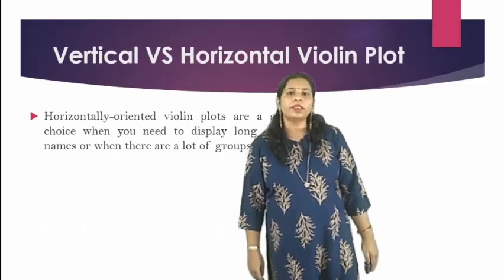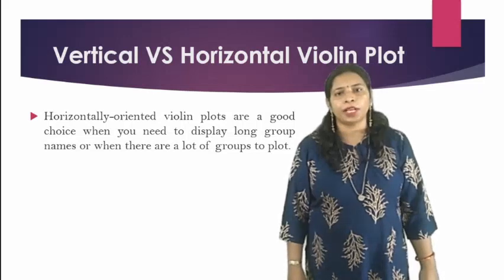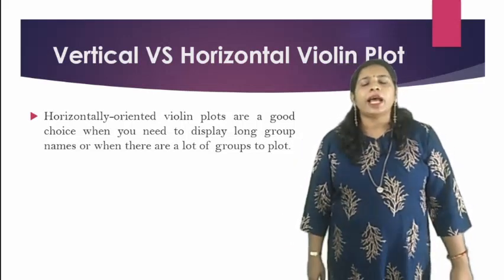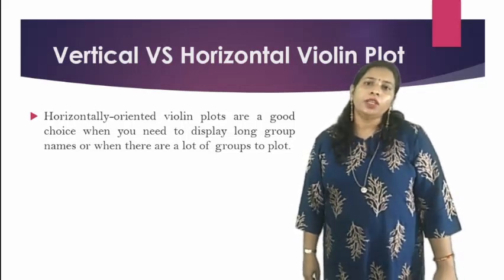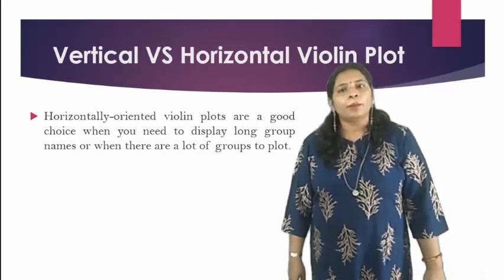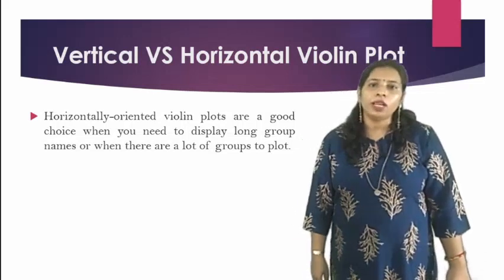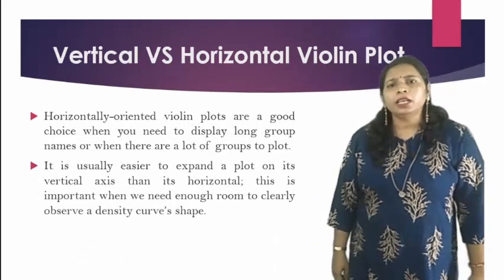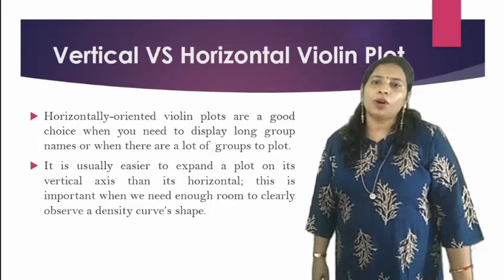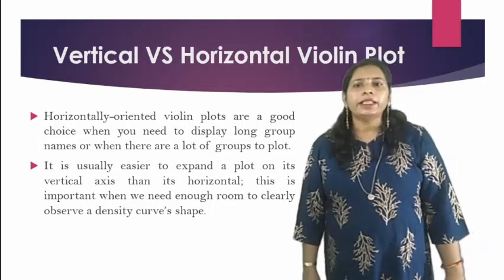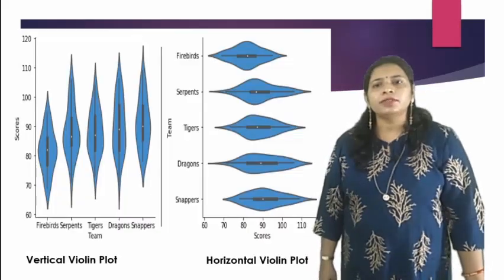Horizontally oriented violin plots are a good choice when you need to display long group names. So if you have long group names and possibly a lot of groups to present in a plot, then you can use a horizontal violin plot. By default, when we draw a violin plot in Python, it is a vertical violin plot. In the horizontal violin plot, it is usually easier to expand the plot on its vertical axis than its horizontal one, and this is important when you need enough room to clearly observe the density curves' shape.